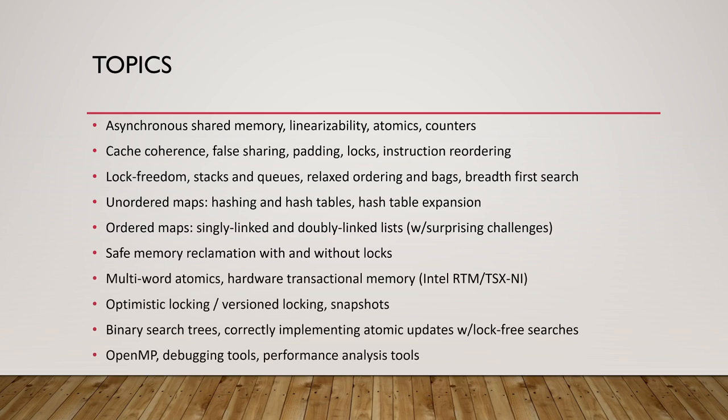And then we'll talk about some advanced techniques: multi-word atomics, new hardware features of modern processors like hardware transactional memory, sophisticated synchronization protocols like optimistic locking, advanced data structures, bleeding-edge concurrent data structures like binary search trees that have lock-free searches. And along the way, we'll pepper in concurrency tools like OpenMP, and debugging tools and performance analysis.